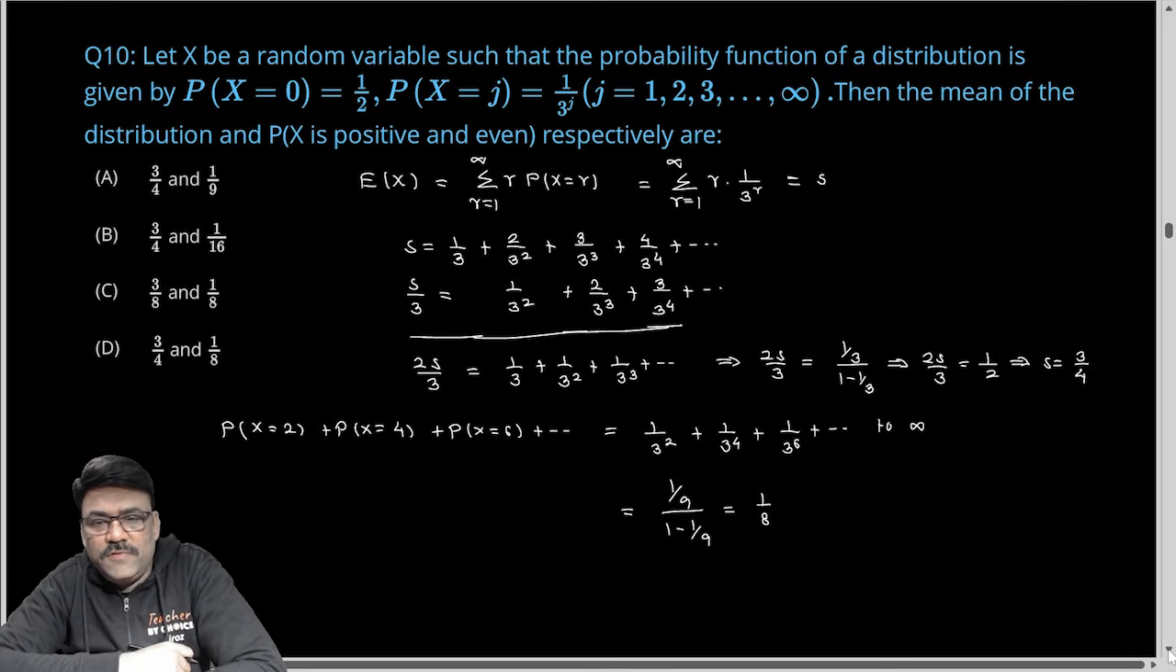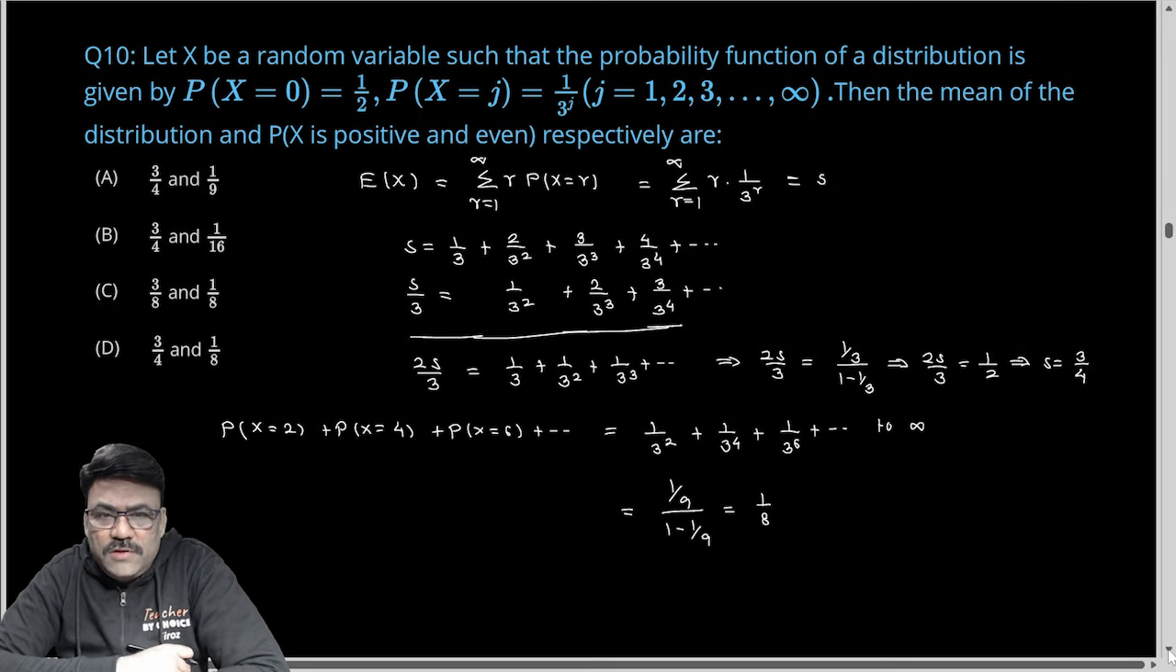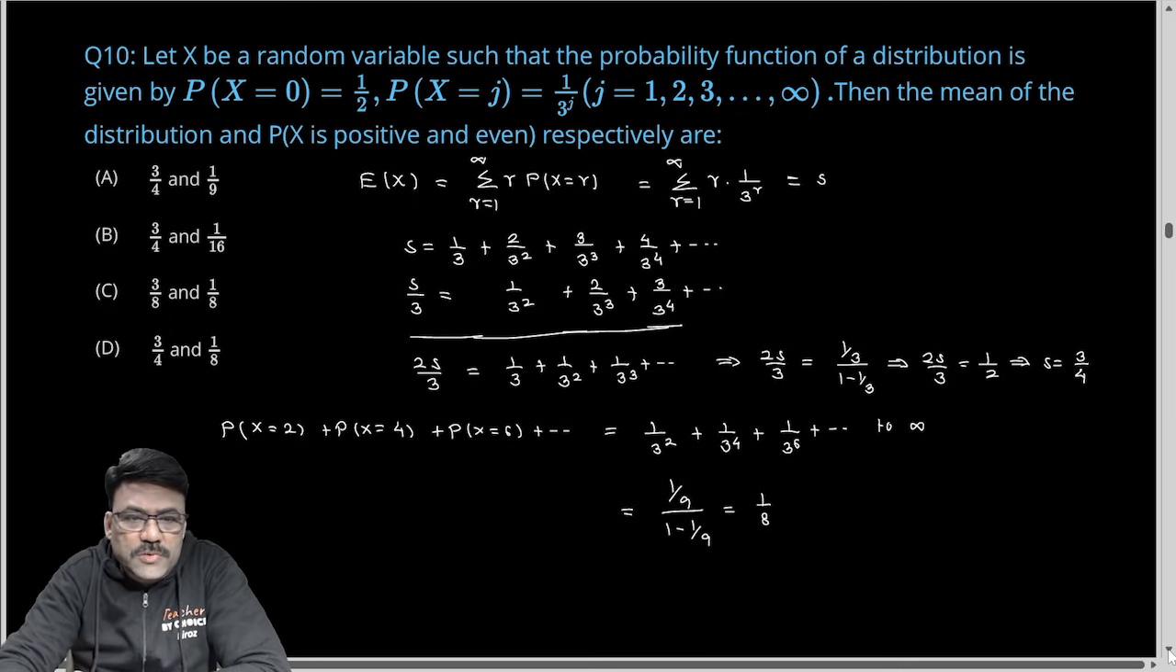The mean is 3 by 4 and the probability of even number, positive even number, is 1 by 8. So option D should be the correct option here. 3 by 4 and 1 by 8.